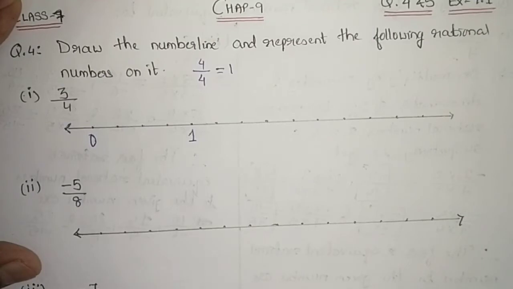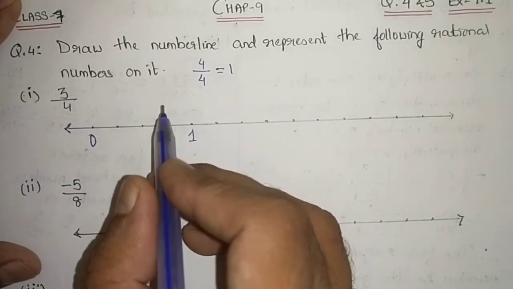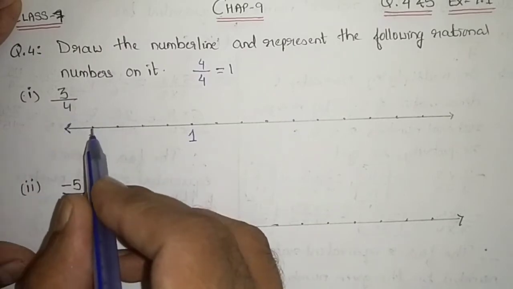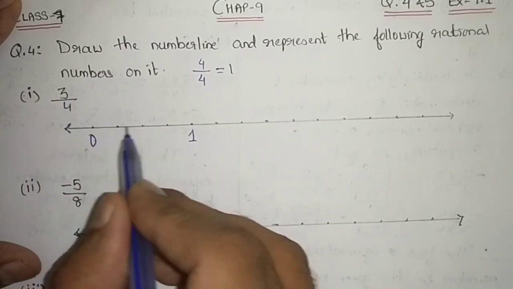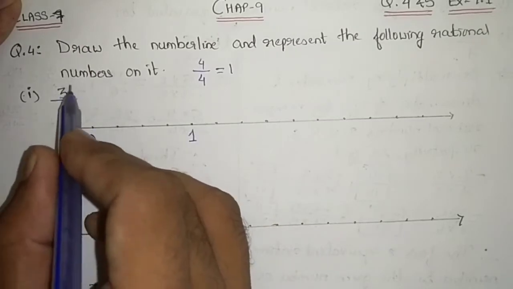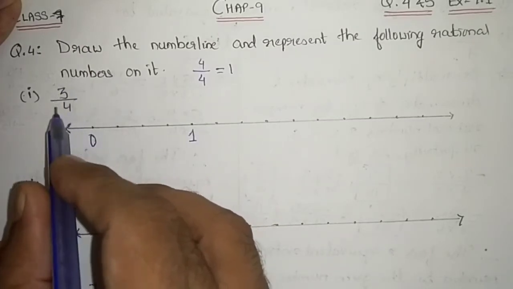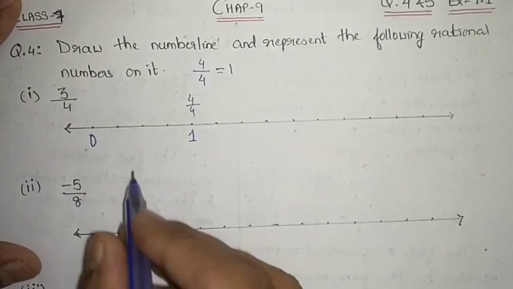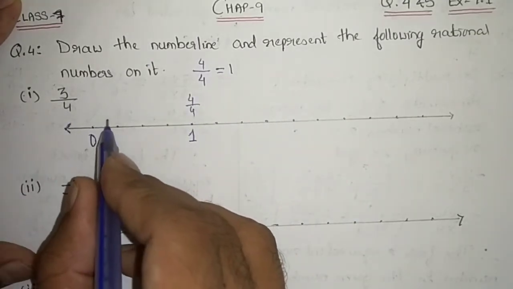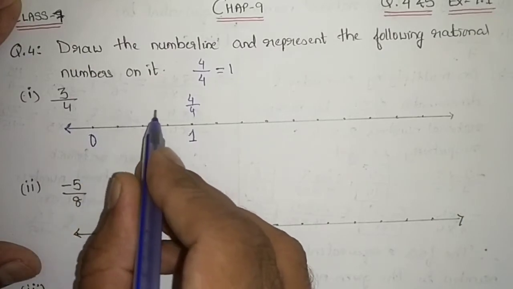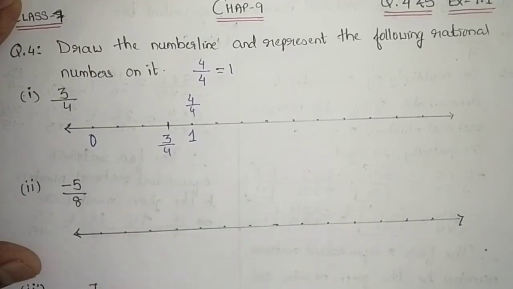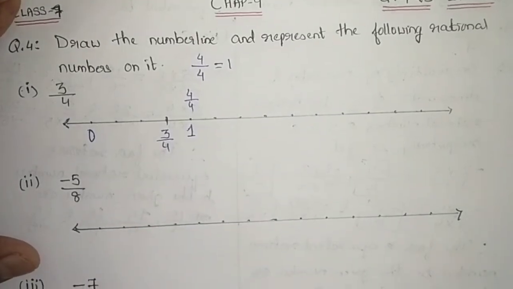Now the last step, that is 3 out of 4. Here we have calculated 4 equal parts, right? So this is our 3 equal parts out of 4 parts. This is our 4 by 4. So 3 will be first part, second part and third part. This will be our 3 by 4. Very easy, right? Let us move to the second part.